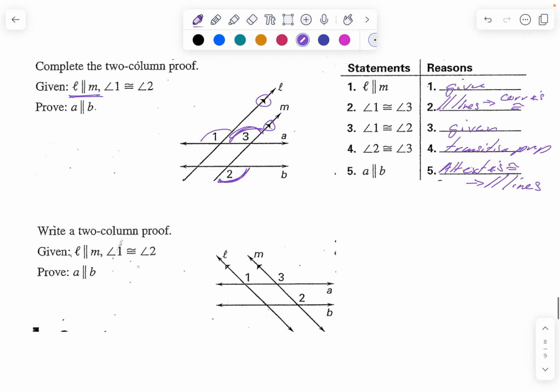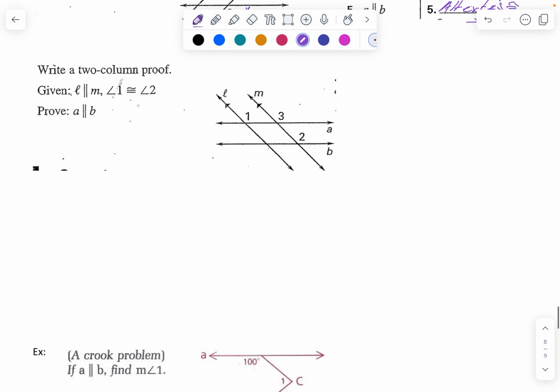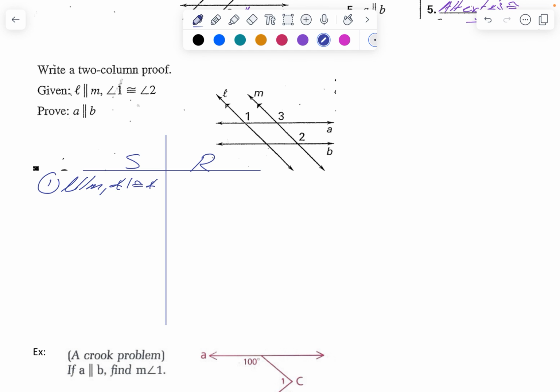Okay, this looks similar, doesn't it? It looks very similar, but our proof is going to be different here. Picture similar, proof different. Okay, so our statements and our reasons. Number 1, we have L parallel to M again, and angle 1 congruent to angle 2 again. But, well, I guess it is similar. It's similar, but it will be a little different. But you can use the last proof kind of as a guideline. So, given.